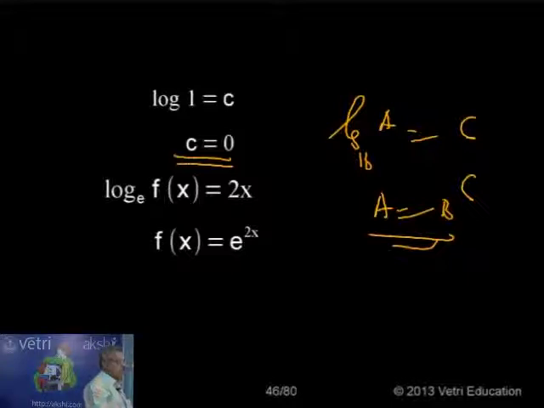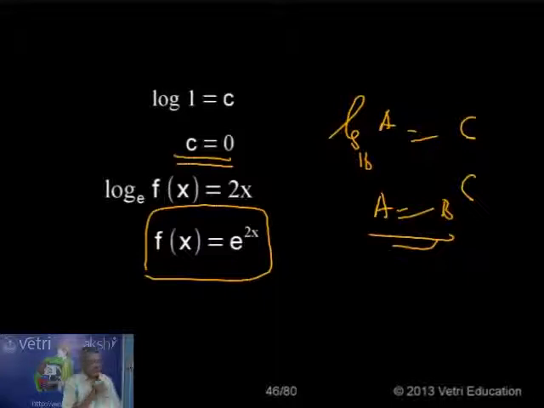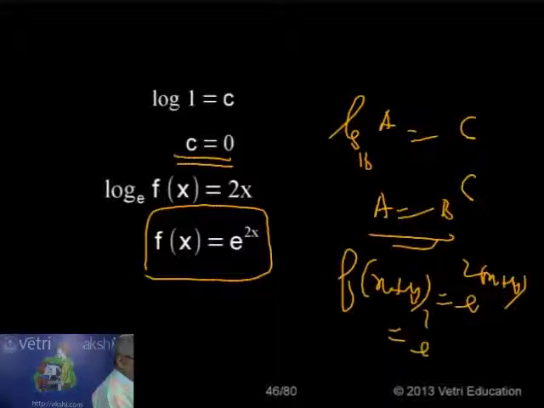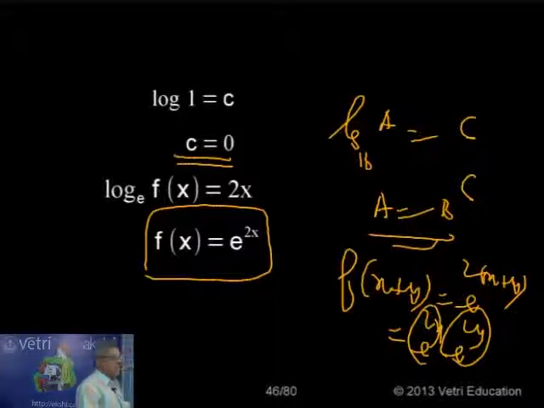f(x) is equal to e power 2x. So we have obtained the function as f(x) is equal to e power 2x. Now, if you want to verify our answer is correct, f of x plus y becomes e power 2 times (x plus y), which is nothing but e power 2x into e power 2y. e power 2x is f(x), e power 2y is f(y), f(x) into f(y). So f of x plus y is f(x) f(y). So it's verified. So this is the correct answer.